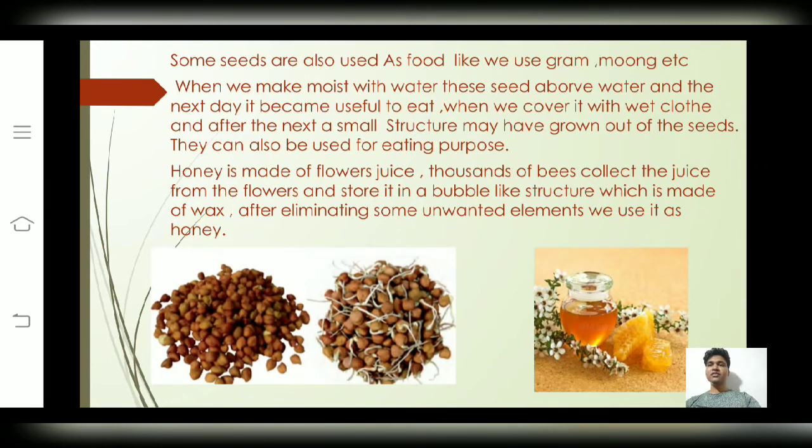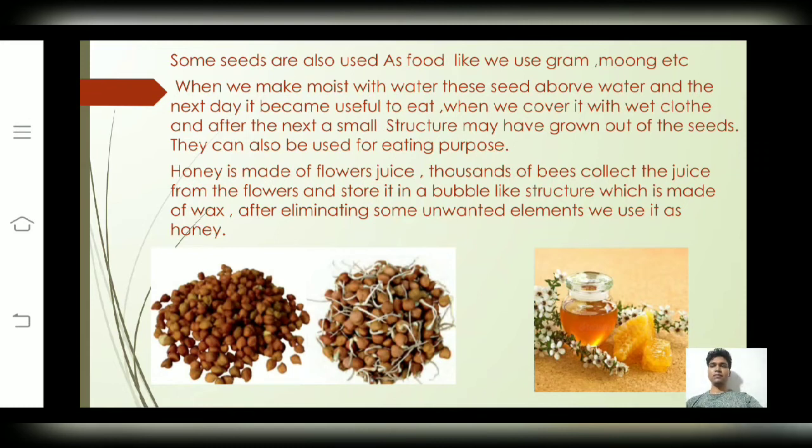Friends, some seeds are also used as food, like gram, moong dal, etc. When we soak moong dal or gram in water, these seeds absorb water and the next day they become useful to eat. When we cover them with a wet cloth and after the next day a small structure has grown out of the seeds, they can also be used for eating and they are much healthier than the previous one.